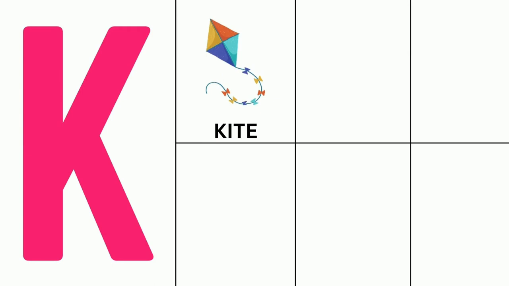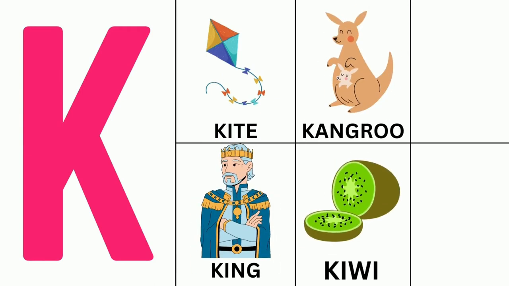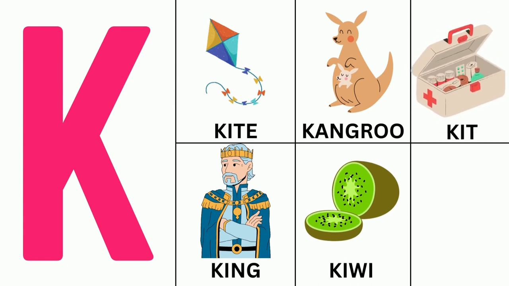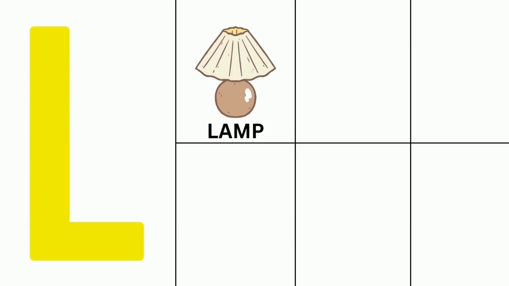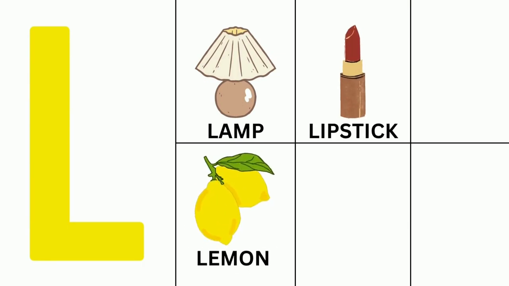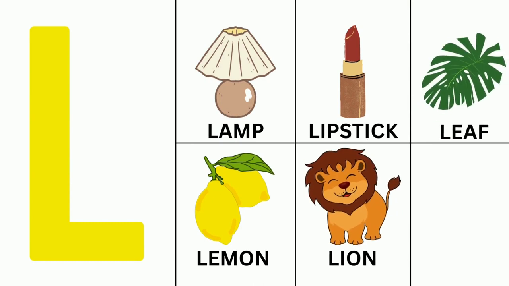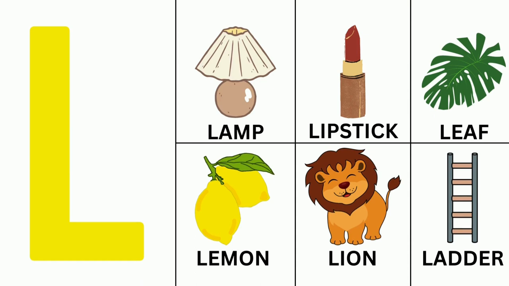K. Let's learn the words that start with K. K for kite, K for king, K for kangaroo, K for kiwi, K for kit, K for knife. L. Let's learn the words that start with L. L for lamp, L for lemon, L for lipstick, L for lion, L for leaf, L for ladder.